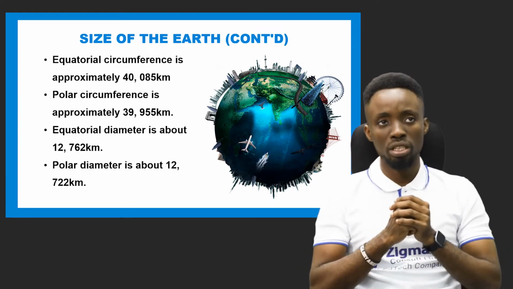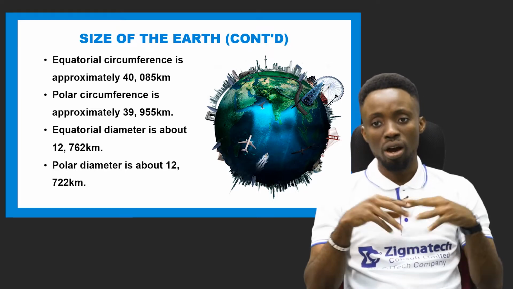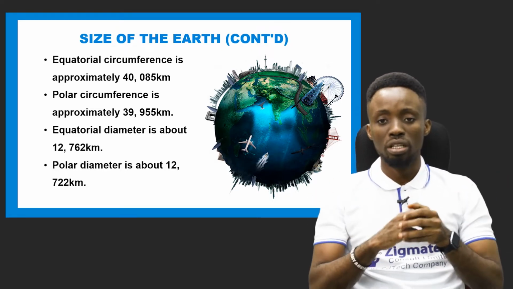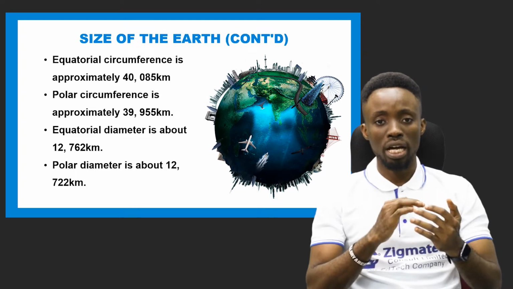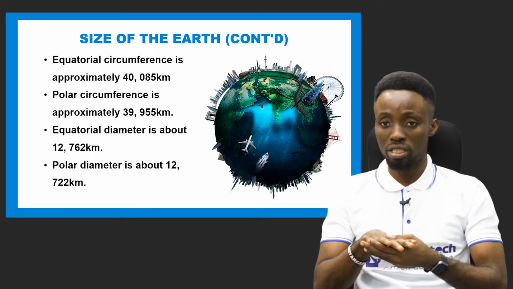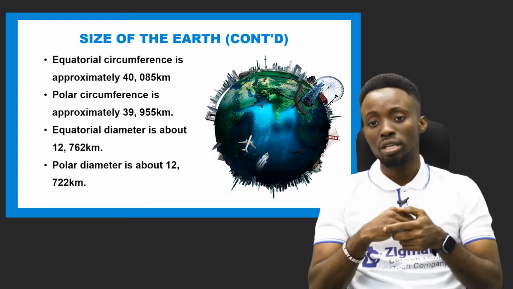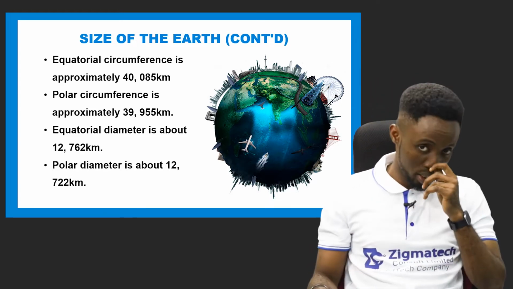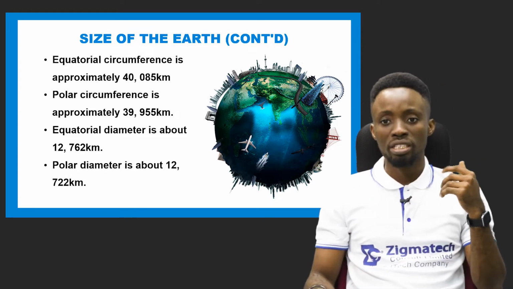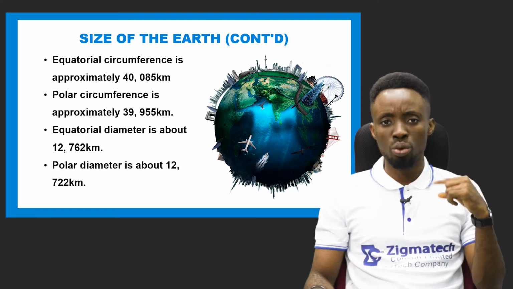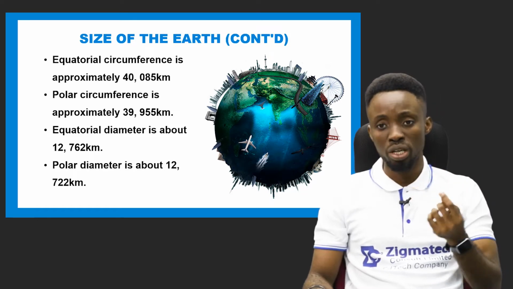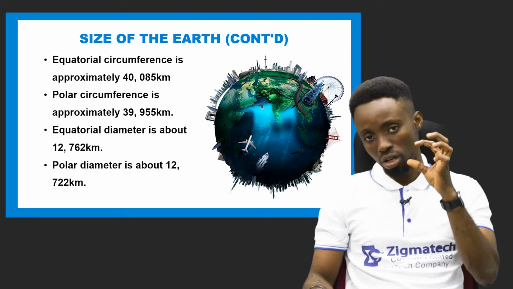Then let's talk about the diameter of the Earth, how wide the Earth is in terms of diameter. Now, if you look at the Earth, at the equator, the diameter is the longest, which is about 12,762 kilometers, and that is the diameter of the Earth. But when you go towards the poles, the North Pole or the South Pole, the diameter of the Earth becomes smaller.